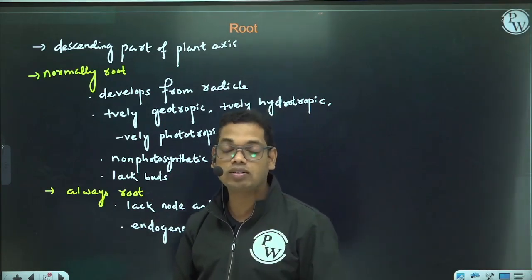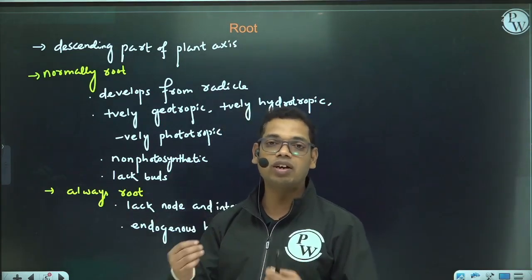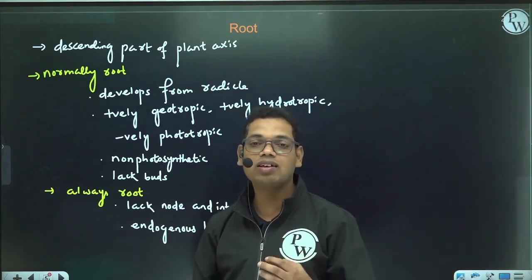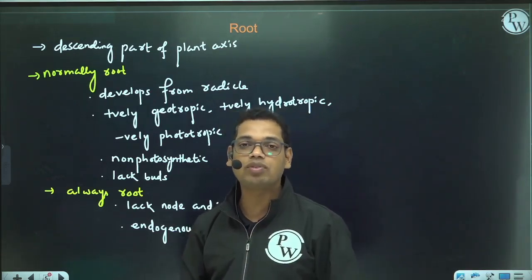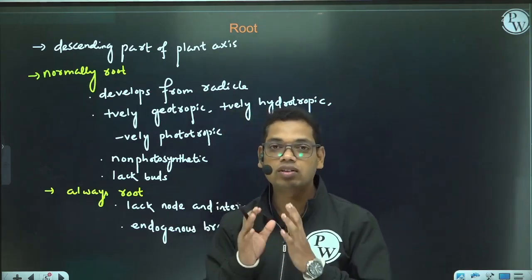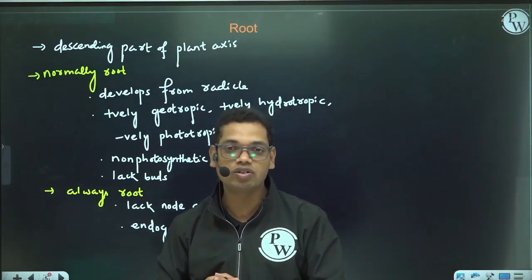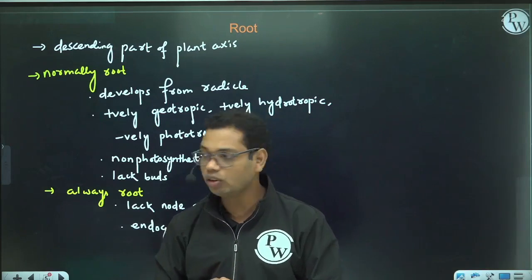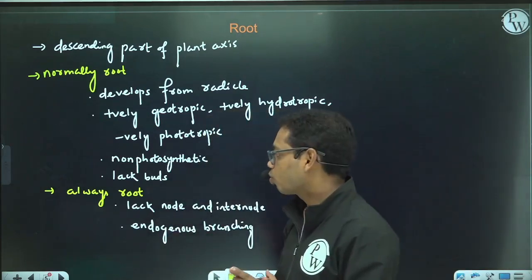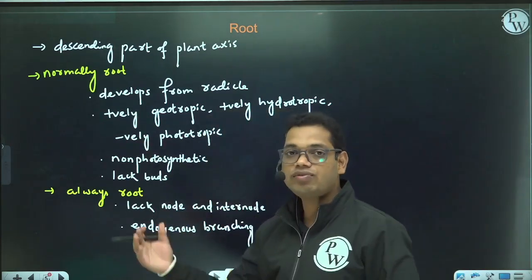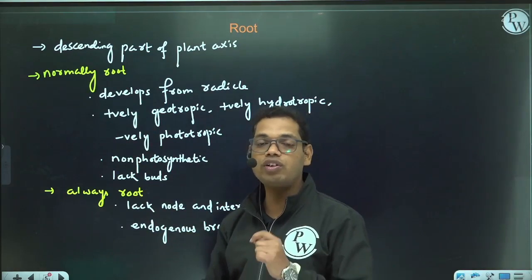Normally they do not have buds, but there are some cases, for example dahlia, in which the root will have buds. Whenever the root has buds, that root will participate in vegetative propagation, that is asexual reproduction. But there are some features which are always found in the root.